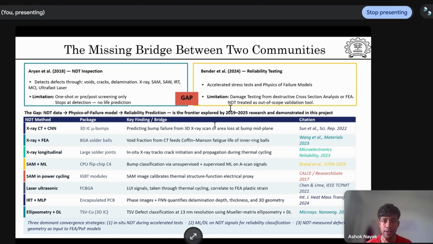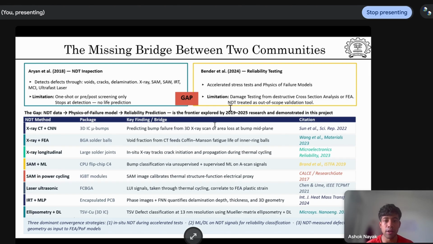So the first paper explores 3D X-ray images of microbumps in a 3D IC, fed them to a convolutional neural network, and predicted bump failure by identifying area loss at the bump midplane. This is NDT data directly determining reliability with no destructive testing. The second paper talks about a linear correlation between X-ray CT void fraction and Coffin-Manson fatigue for BGA lead-free solder balls. This paper directly calibrates the parameters we use in simulation 3.